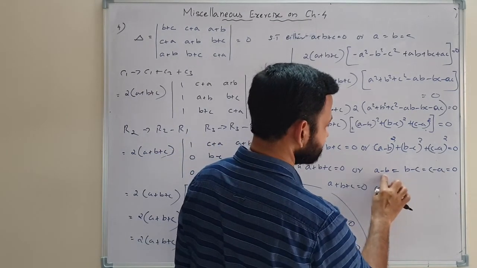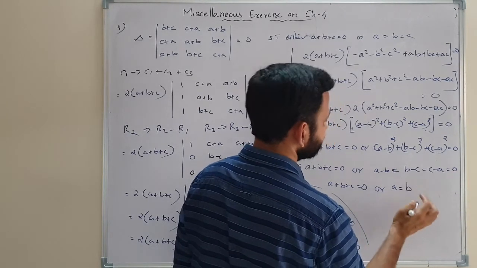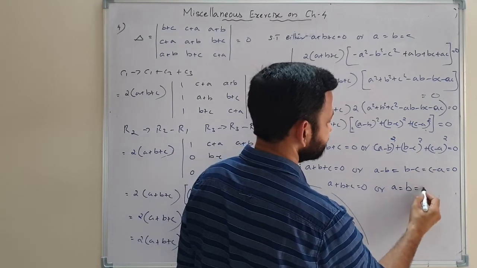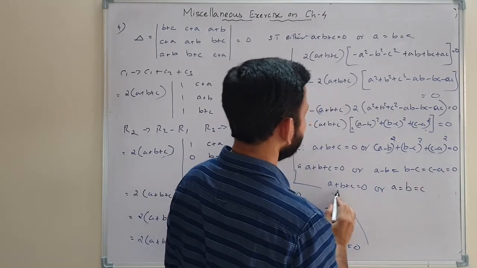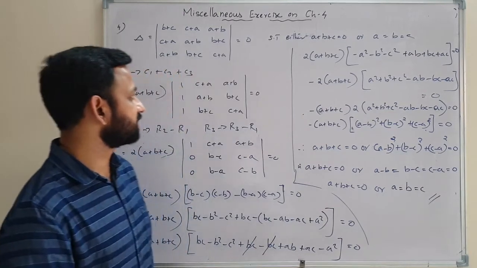That means a minus b equal to 0, that means a equal to b. Then b minus c equal to 0, that means b equal to c. Then c minus a equal to 0, that means c equal to a. So a plus b plus c equal to 0, or a equal to b equal to c. So once again I will explain.